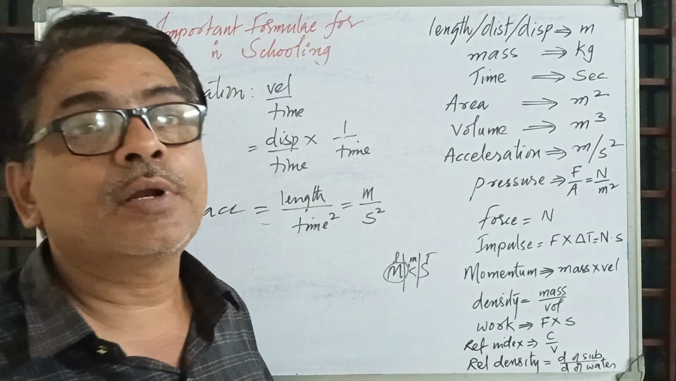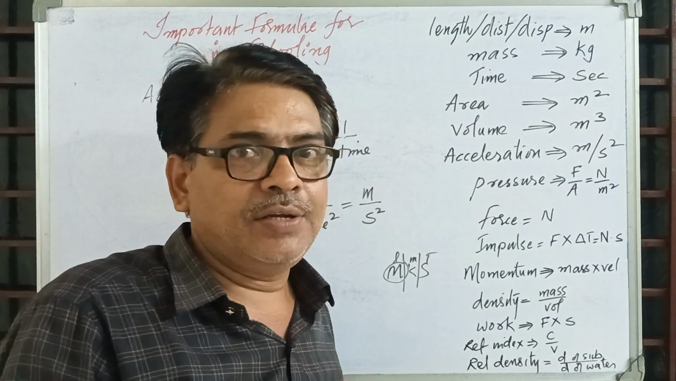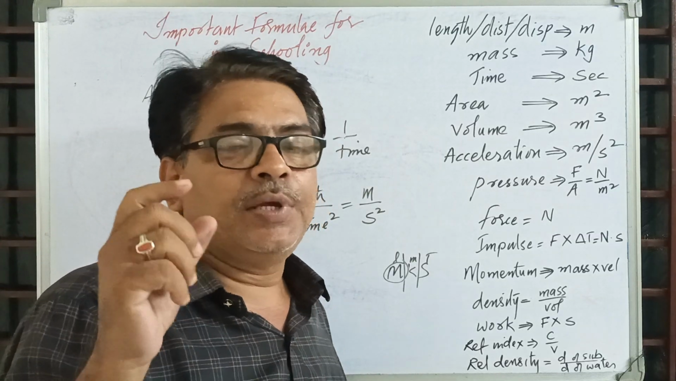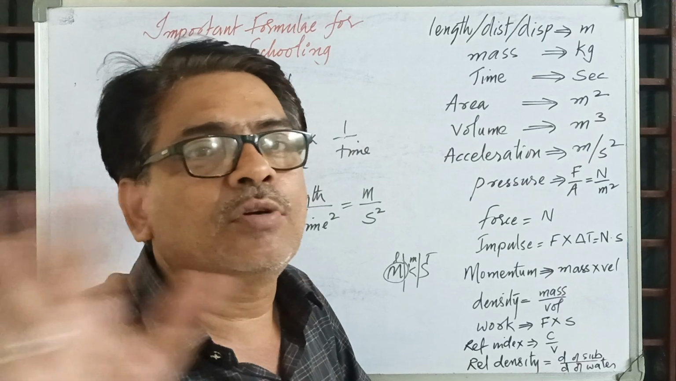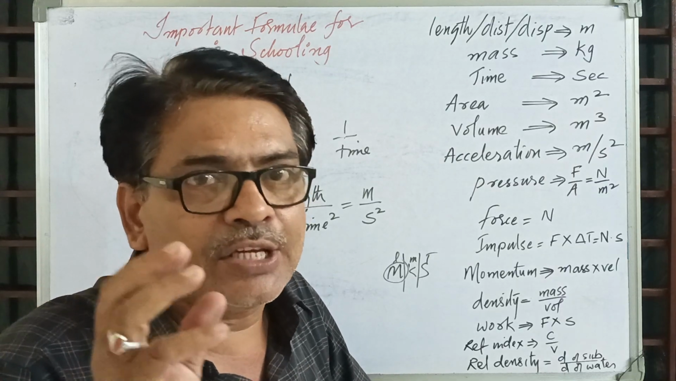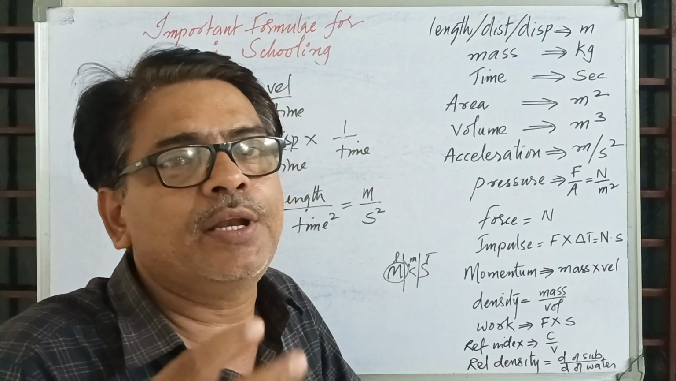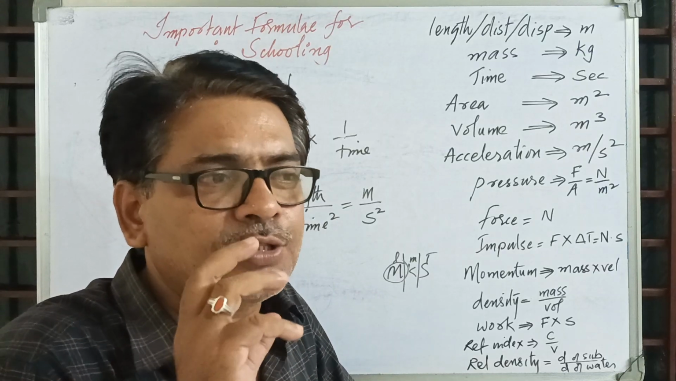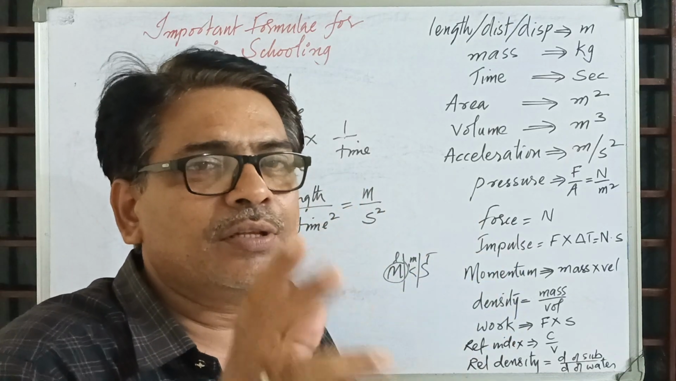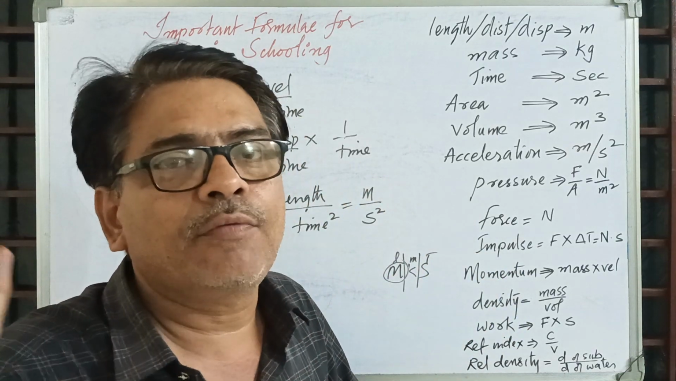Among this, you remember relative density. When you speak about anything relative like that, it does not have any units because it's a ratio. Relative density means density of the substance by density of water. As such, it is a comparison. It is a ratio, so you will not have any units.